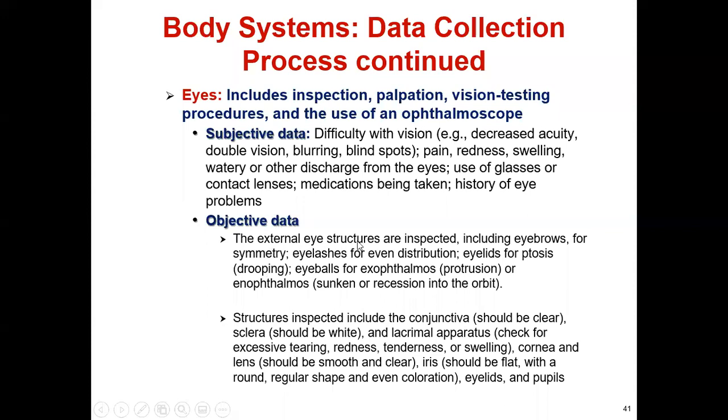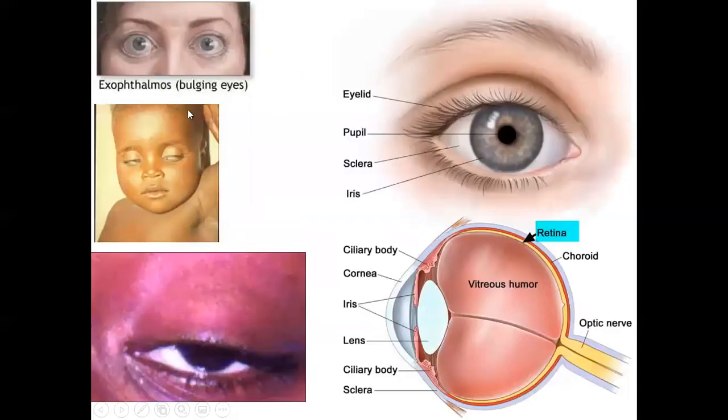The external eye structures are inspected, including the eyebrow for symmetry, eyelash for even distribution, eyelid for ptosis or drooping. Also, eyeball for exophthalmos, meaning bulging outside or protrusion, or sunken eye. So in this picture, you can see the eye is bulging outside. It is called exophthalmos. It is common in case of hyperthyroidism.